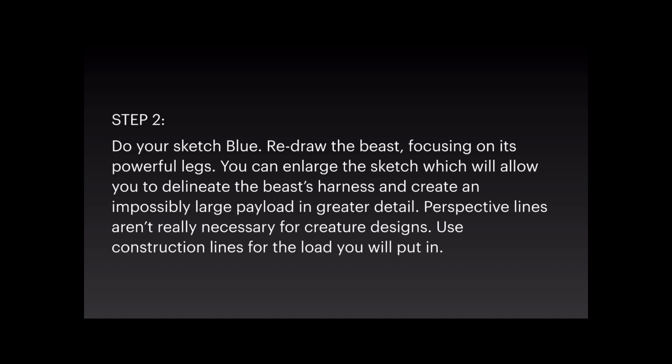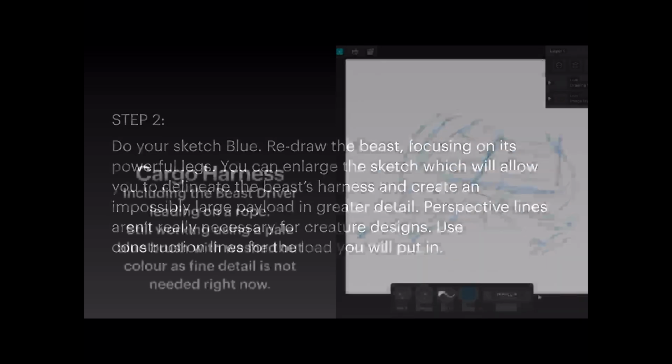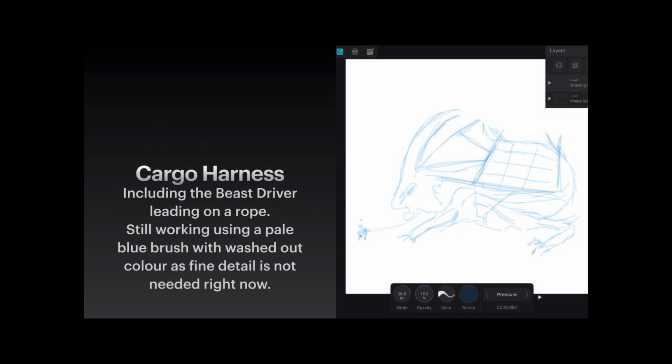Now, perspective lines aren't necessary in creature designs like this, because the construction lines for the load you will put on the animal's back will make the difference. Now, because it's going to have other additions to it, the perspective really doesn't matter. Now we've got a cargo harness on there. This is very rough sketching, and that's all you need to do at this stage, because remember, what I'm showing you is all you need to know, or all you need to do to get started, I should say.